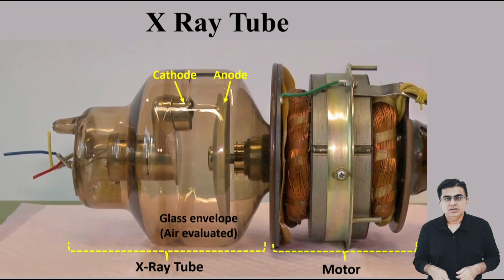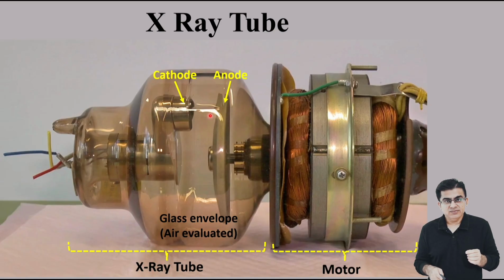This is how an actual X-ray tube looks. This is exactly what the device looks like in real life. Notice there is a large transparent glass envelope that protects all the internal parts of this X-ray tube. This entire glass bulb is highly evacuated. All the air is evacuated from this glass envelope so that the electrons can travel safely without hitting any air molecules inside the tube.